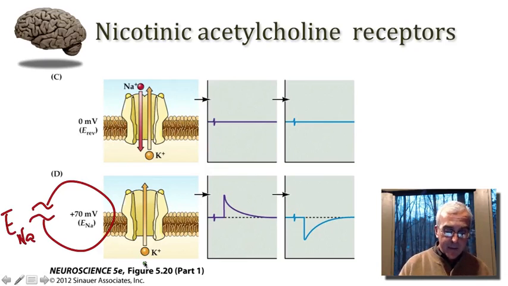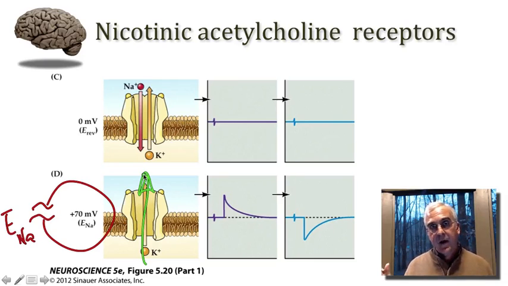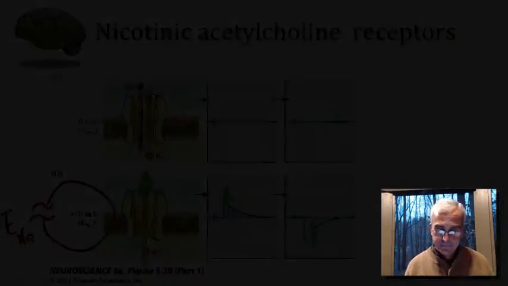That's going to allow potassium to rush out of the cell. It's diffusing down its concentration gradient, but it's also being repelled by the positivity that we have imposed upon the inside of this muscle fiber. So as a consequence, what we can record then is an outward current. And that efflux of positive charge leads to a hyperpolarizing end plate potential.